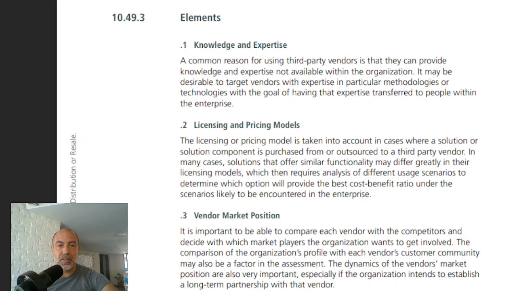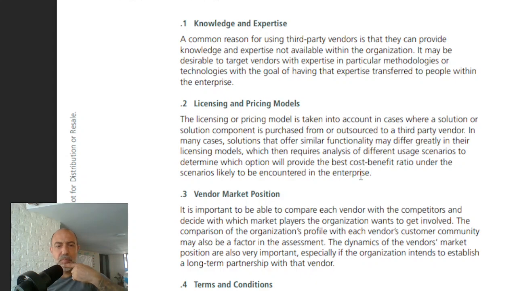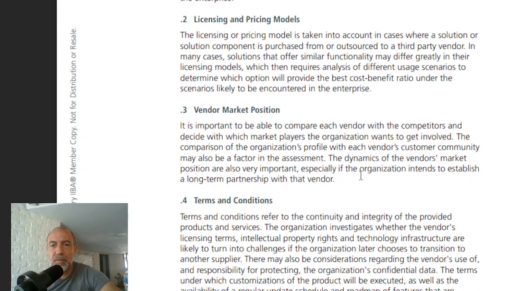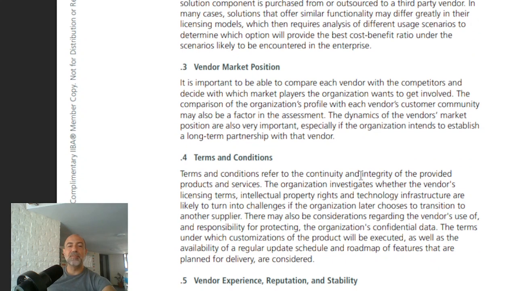There are licensing and pricing models. Take into account the cases where a solution component is purchased from or outsourced to a third-party vendor. In many cases, solutions that offer similar functionality may vary greatly in their license models, and this requires analysis of different usage scenarios to determine which option will provide the best cost-benefit ratio under the scenarios likely to be encountered in the enterprise.